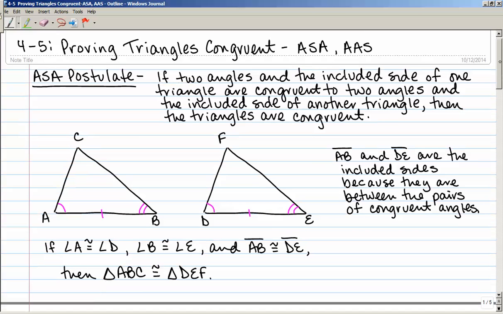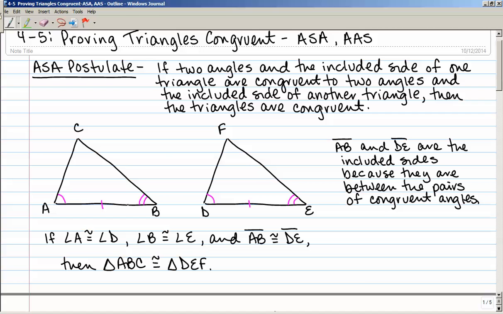So let's take a look at this picture here. I have triangle ABC and triangle DEF. If angle A is congruent to angle D, and angle B is congruent to angle E, notice that AB, this side across the bottom here, is the included side between angles A and B, and side DE in this triangle is the included side between angles D and E, and if those included sides are congruent, then I can say that triangle ABC is congruent to triangle DEF.